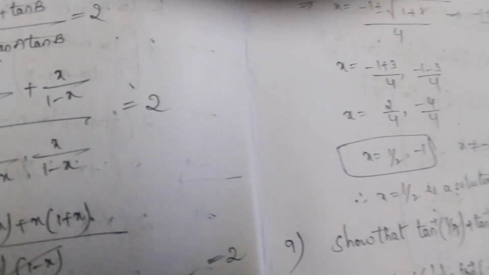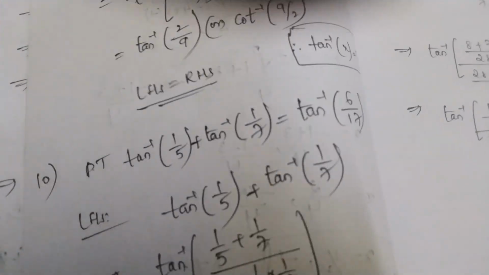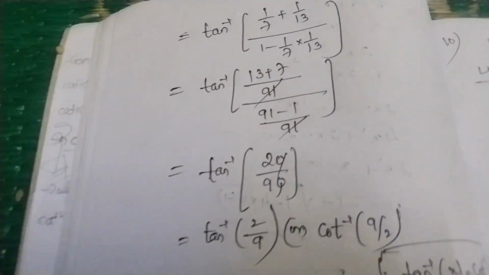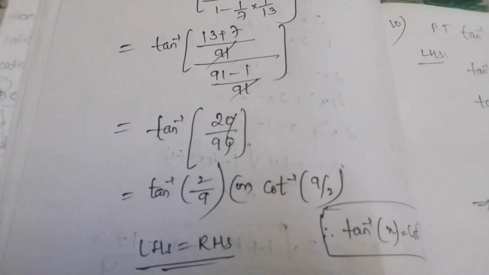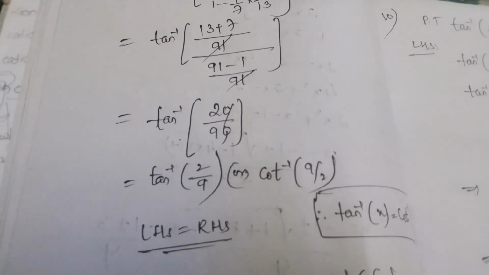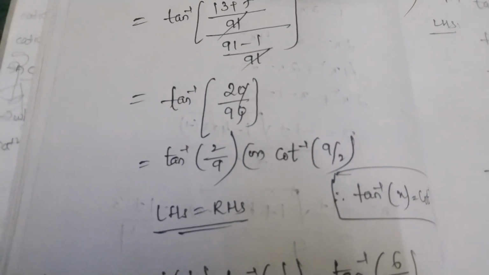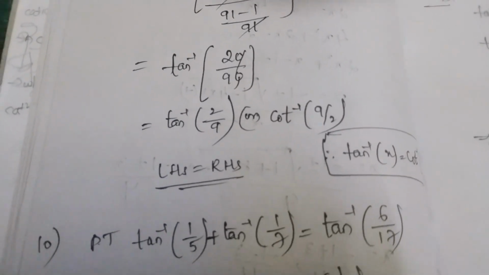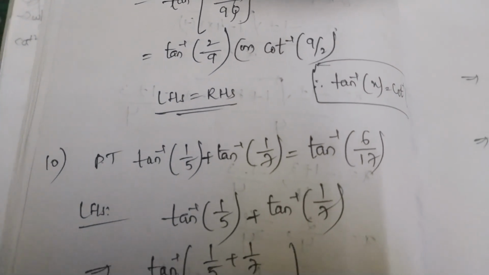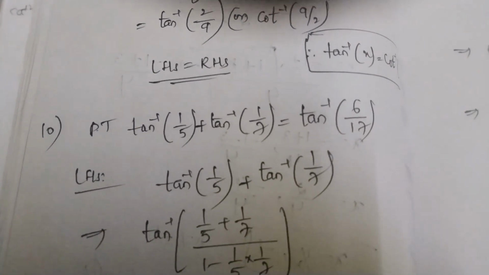So tan inverse x plus tan inverse y is equal to tan inverse of (x plus y) by (1 minus xy). The same thing we have substituted here. Then after taking the LCM, the denominator gets cancelled and in the numerator we have 20 by 90. 0 and 0 get cancelled. Finally, we get tan inverse of 2 by 9 or cot inverse of 9 by 2. Hence, LHS is equal to RHS. Hence, proved. Next, we have prove that tan inverse of 1 by 5 plus tan inverse of 1 by 7 is equal to tan inverse of 6 by 17.